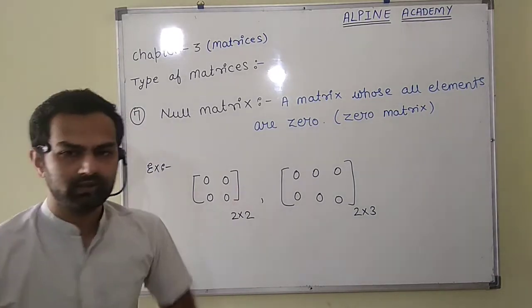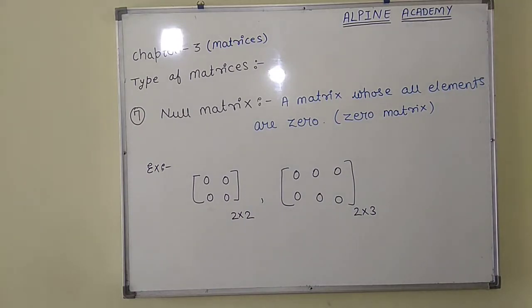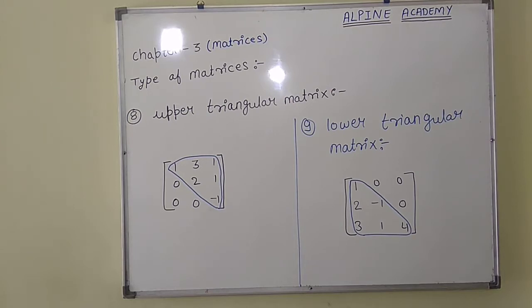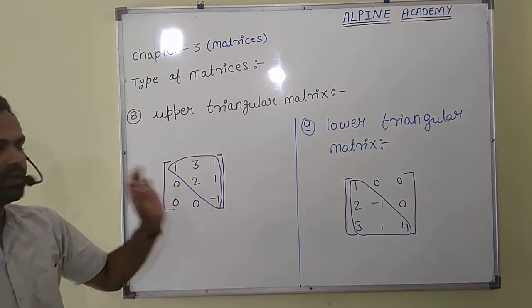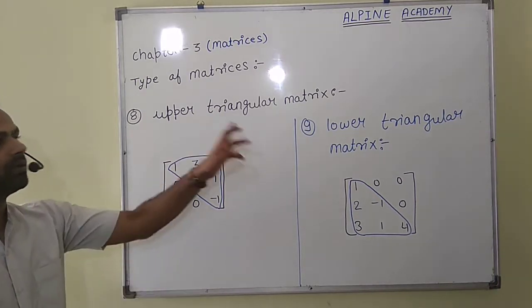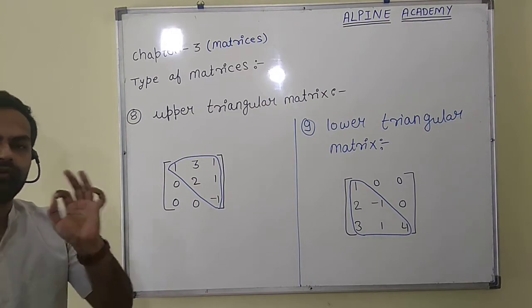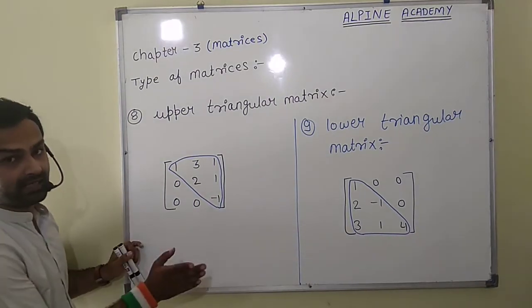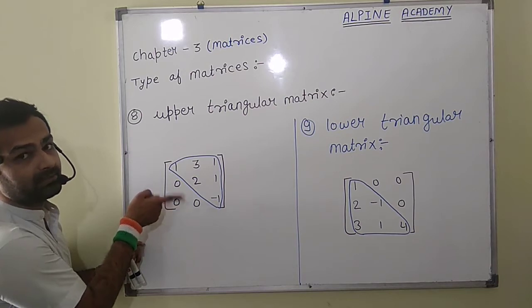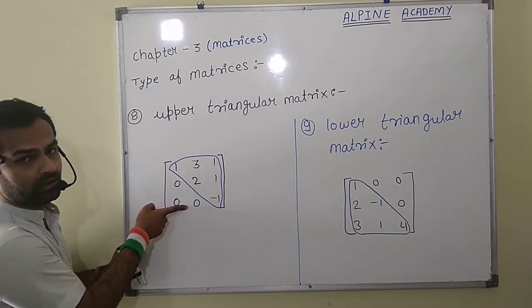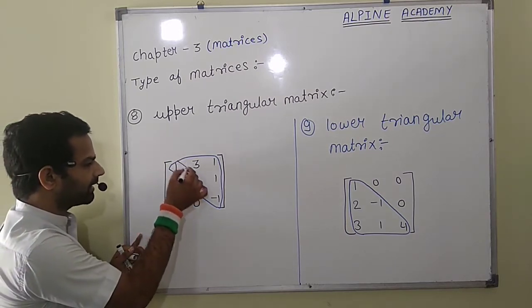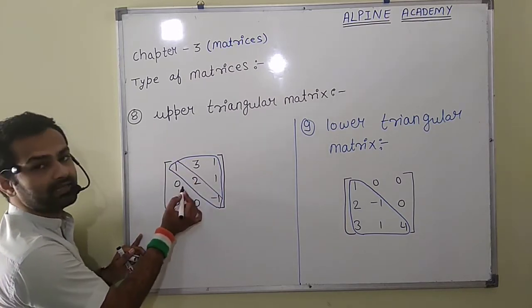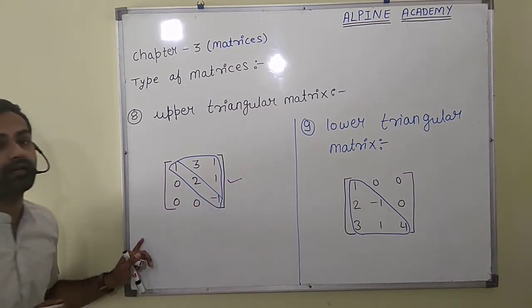Okay, so this is our null matrix and the last two matrices are upper triangular matrix and lower triangular matrix. So the eighth type is upper triangular matrix. In the upper triangular matrix, it is a type of square matrix. It means for any matrix to be upper triangular matrix, it must be a square matrix. So in any square matrix, if all the elements below the principal or leading diagonal are 0, then we can say that it is an upper triangular matrix. So you can clearly see that these are our diagonal elements and below this all the elements are 0. So we can say that this is our upper triangular matrix.